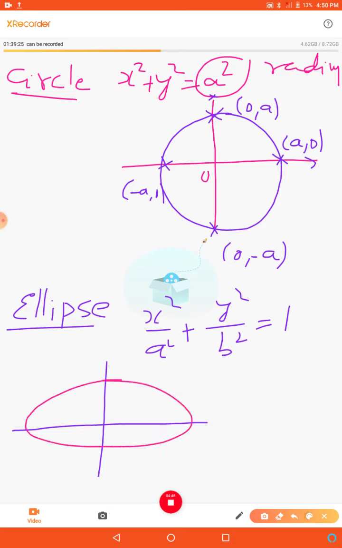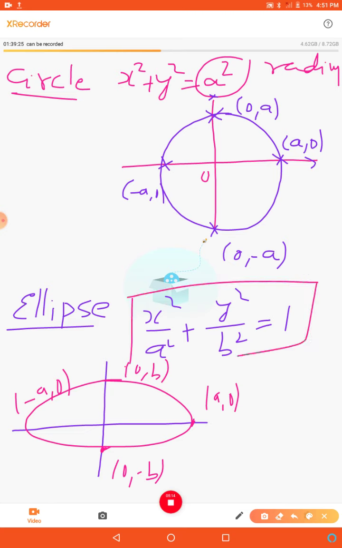So this point on the y-axis will be 0 comma b, and this point will be 0 comma minus b. On the x-axis, this point will be a comma 0, and this will be minus a comma 0. So x square by a square plus y square by b square is equal to 1 represents the ellipse. You should know the shape of the ellipse.